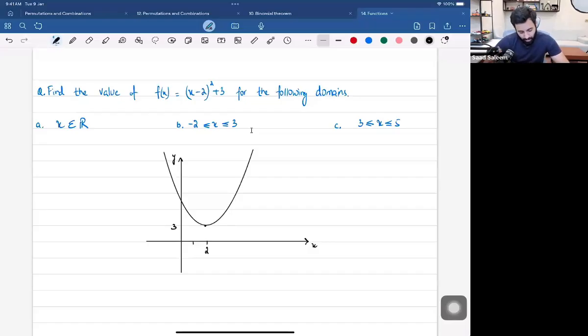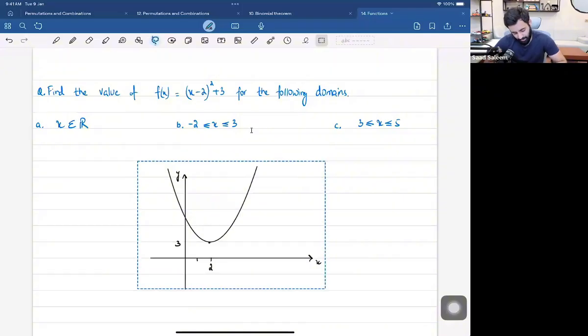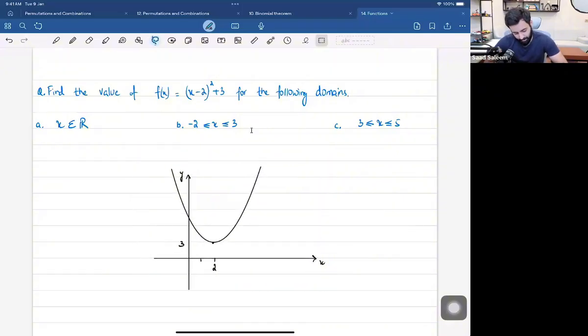Okay. Now, the question was that in the first part, x belongs to the set of all real values. If x belongs to the set of all real values, what do you think will be the range? Can I say f of x also belongs to the set of all real values? Can I say the range is all real values?